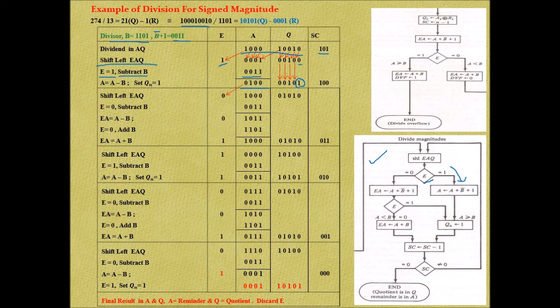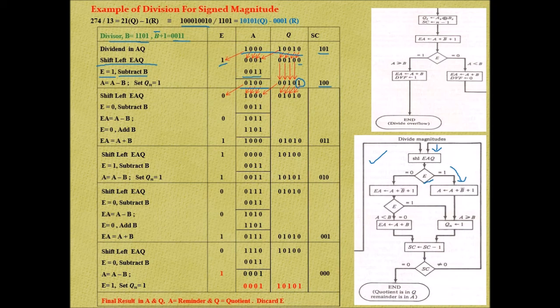So after that we decrement the sequence counter. Now the sequence counter is not 0, that's why again we will start from the top. Now again first EAQ should be left shifted. So EAQ is left shifted in this way.